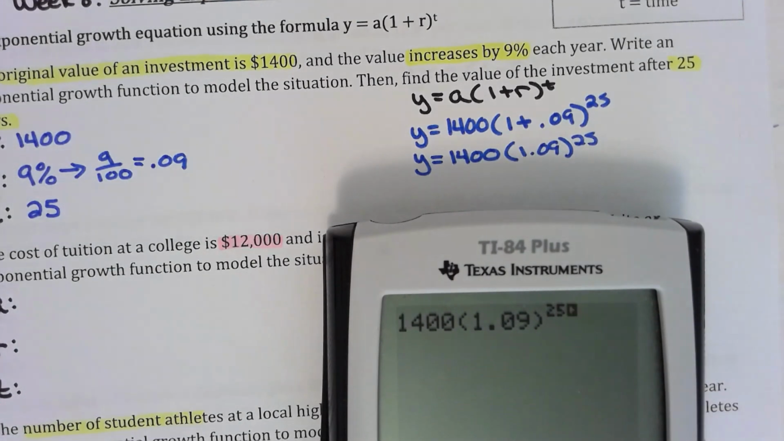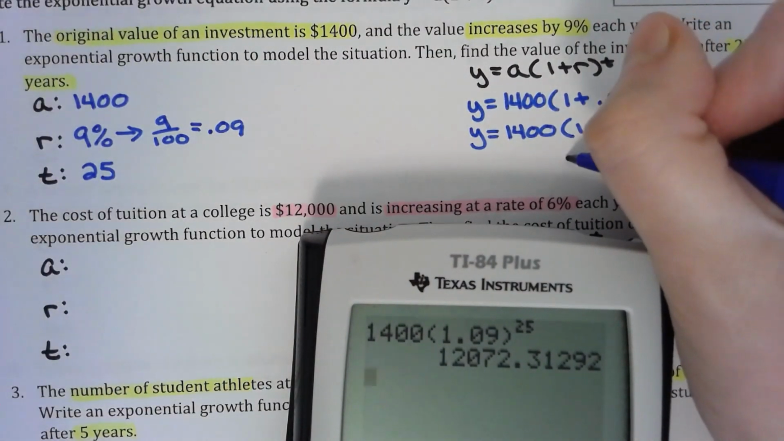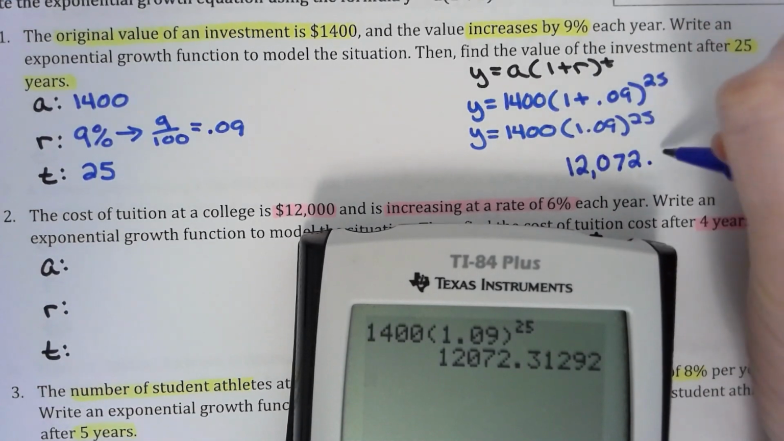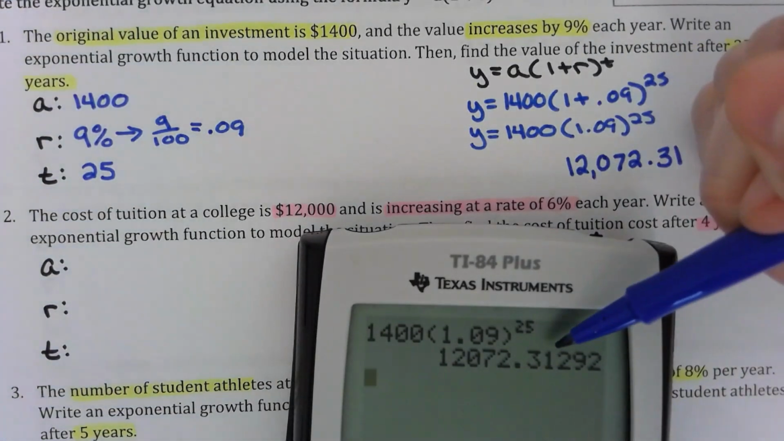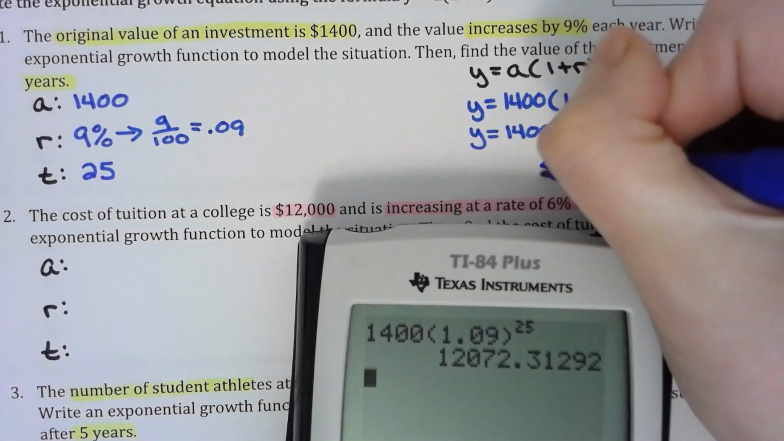This time we are talking about money, so it makes sense to round to 2 decimal places. I would say that the answer is 12,072.31. This is going to stay a 1 because the number right after it is not 5 or higher. So this is our answer.